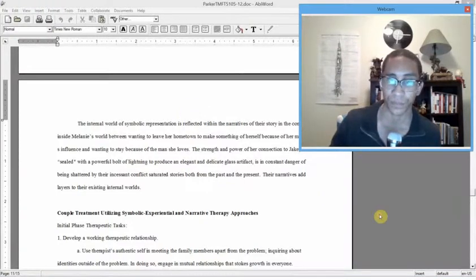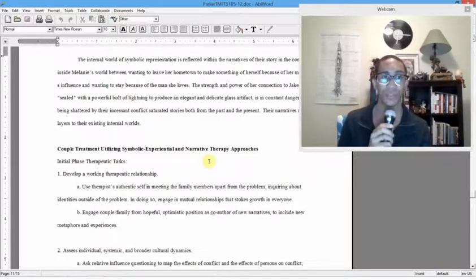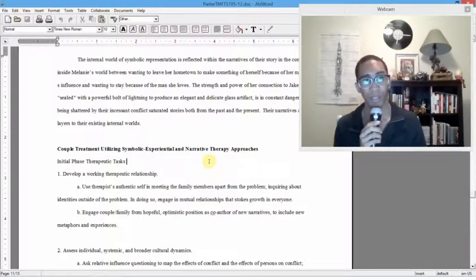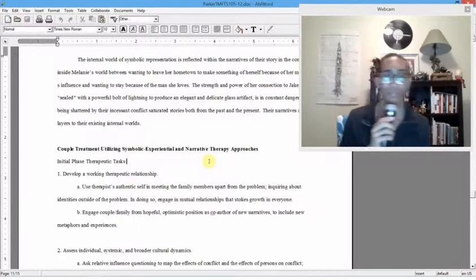So, right. You have obviously the initial phase, the middle phase, and the late phase goals of a treatment plan. First, you want to develop a working therapeutic relationship. What I had from my previous work and what I would still use here: use the therapist's authentic self in meeting the family members apart from the problem. Inquiring about identities outside of the problem. In doing so, engage in mutual relationships that stoke growth in everyone.